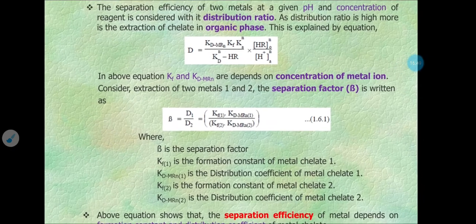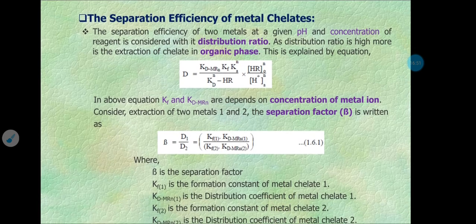So the next topic is the separation efficiency of metal chelate. The separation efficiency of two metals at a given pH and concentration of reagent is considered with the distribution ratio. As the distribution ratio is high, more and more metal chelate is extracted in the organic phase. This can be explained by the equation D is equal to K into concentration of reagent in organic divided by concentration of H plus ion in aqueous.